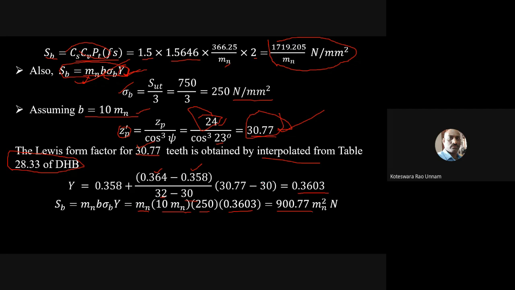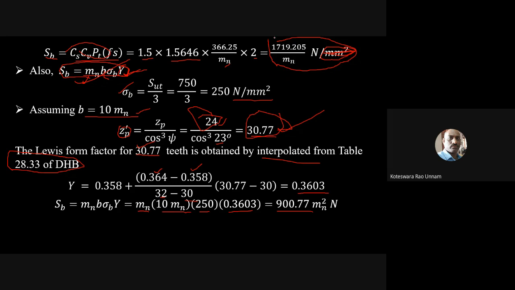Okay, is it in Newton per meter square? I think I'll check it. All these are factors, so it is a mistake here. It is only Newtons, not Newton per mm square. The beam strength is expressed in Newtons only.